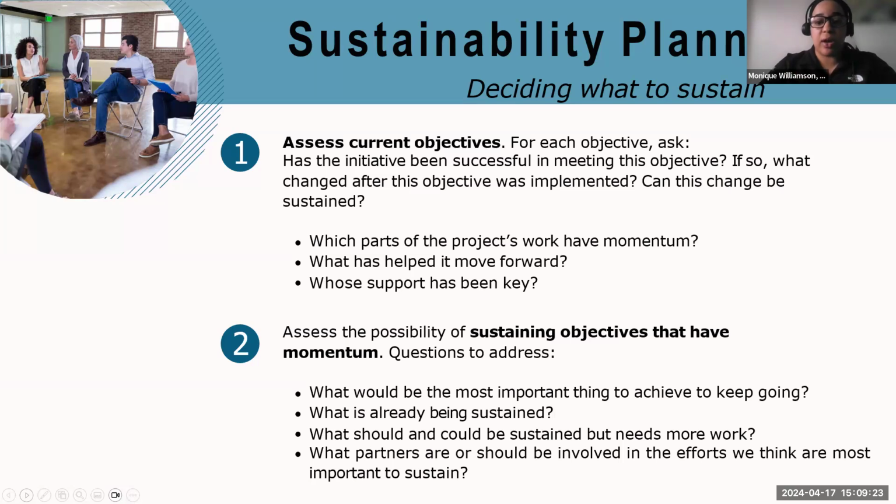Thinking through further, which part of your project has the most momentum, what needs more help moving its work forward, and who has been key in the support of those initiatives. We can also assess the possibility of sustaining those objectives that have that momentum. That's something we could think through first. What will be most important to achieve and keep going? Again, what has already been sustained, what you should and could consider that may need more work in order to move towards sustaining, and what partners or key players are involved in the efforts. So again, think through those partnerships and initiatives that you might possibly move forward or keep that momentum going.